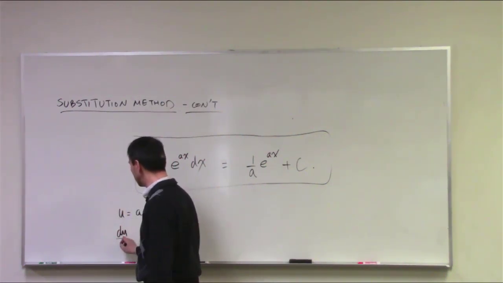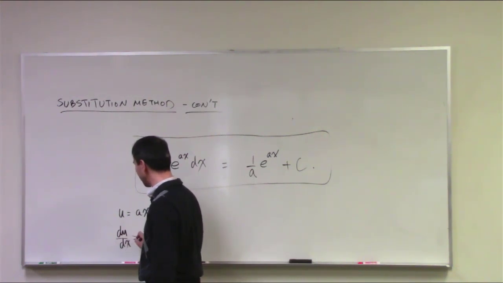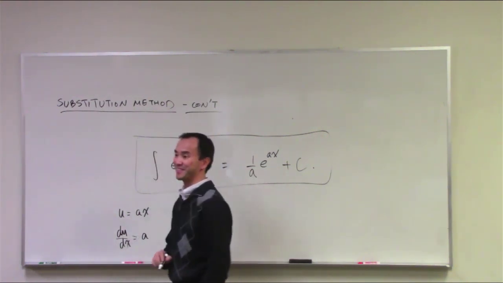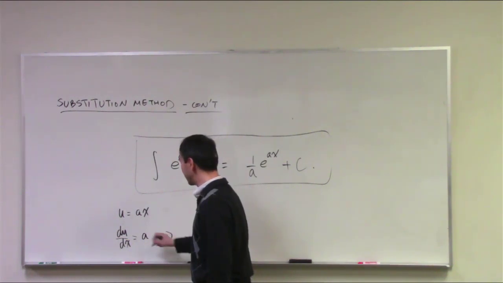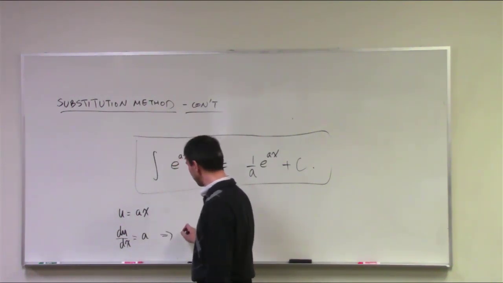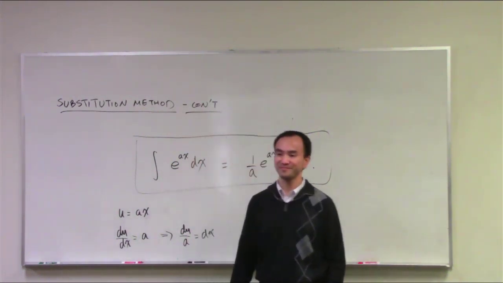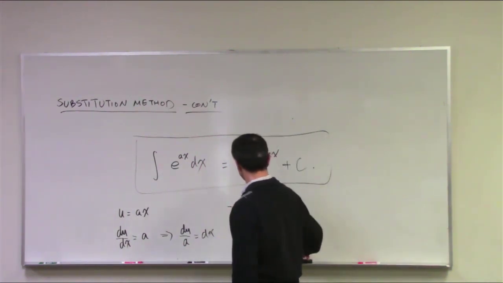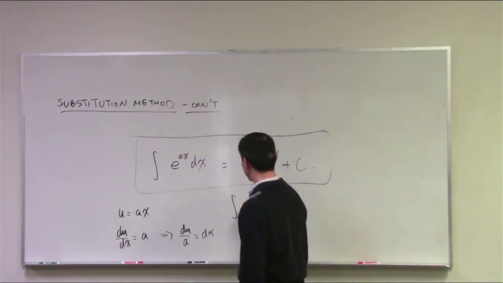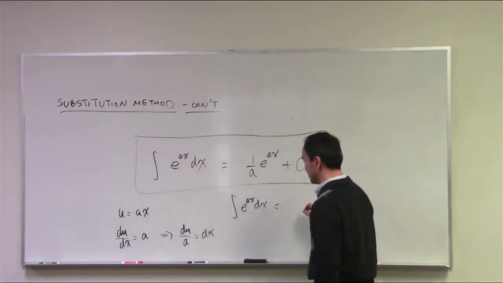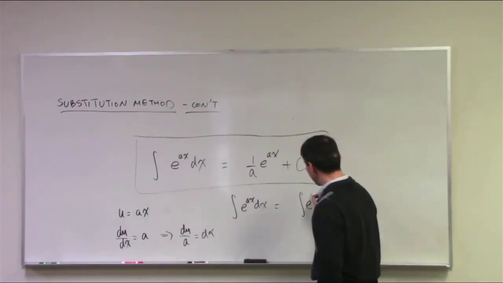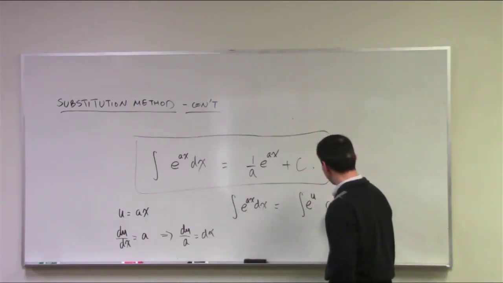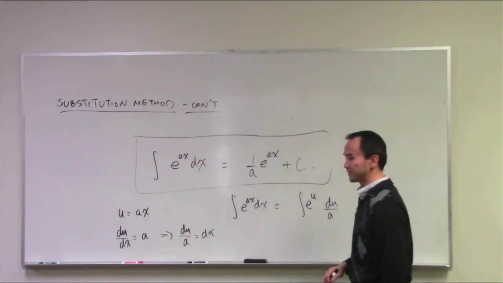So du dx, taking the derivative of this in terms of x, you get just the constant a. You guys following? So that means rearranging this differential equation, we have du over a equals dx. Sounds good? Right. So the integral of e to the ax dx becomes, putting the pieces together, e to the u, and dx is substituted by du over a. You guys follow me on that still?